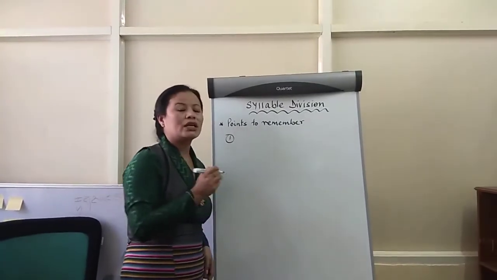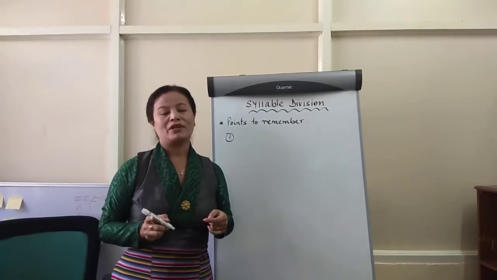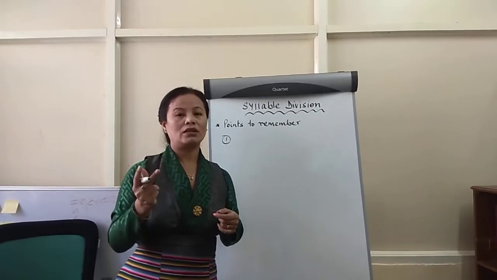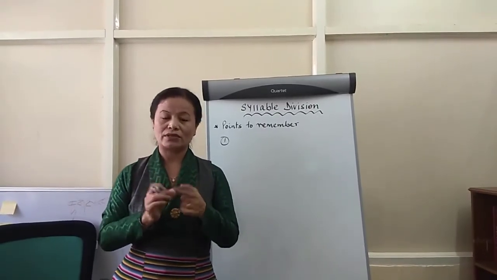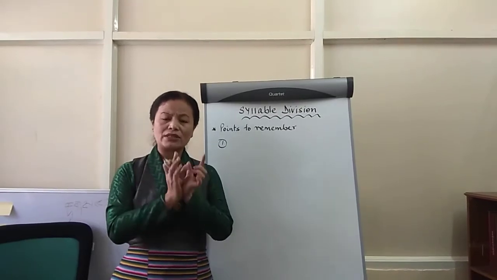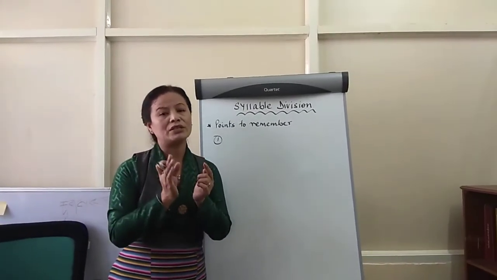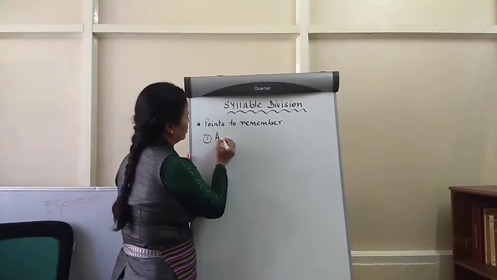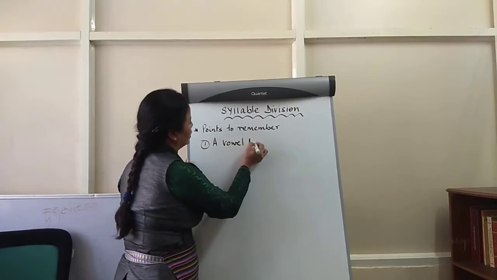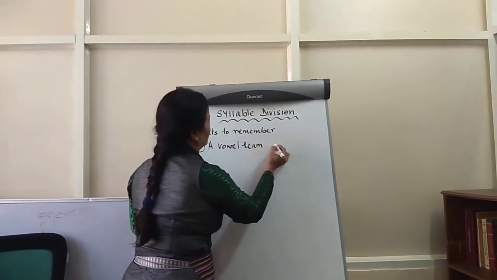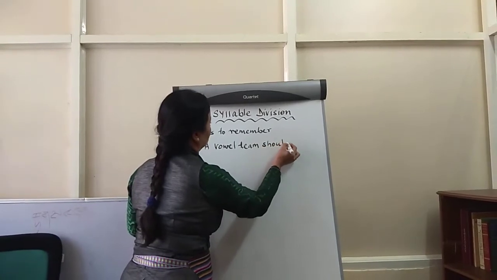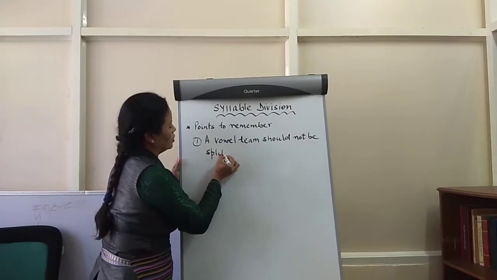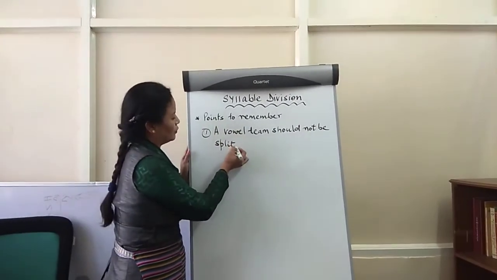The first thing you need to remember is when you come across a vowel team. A vowel team is when two or more vowels together make one vowel sound. If you come across a vowel team, we need to remember that a vowel team should not be split. So we should not split or break the vowel team.